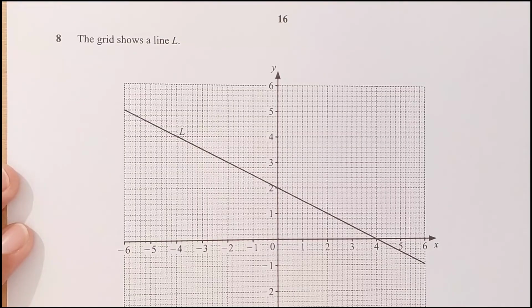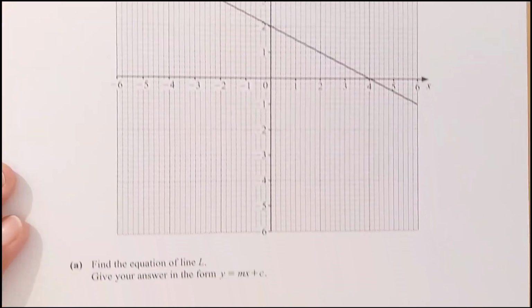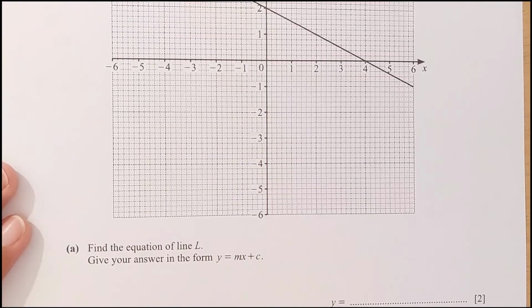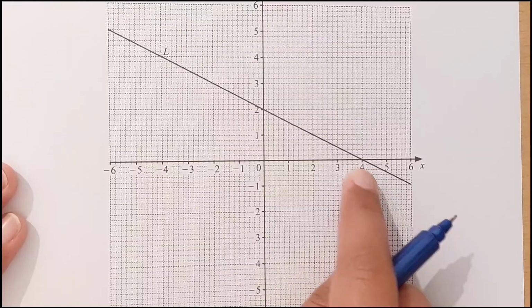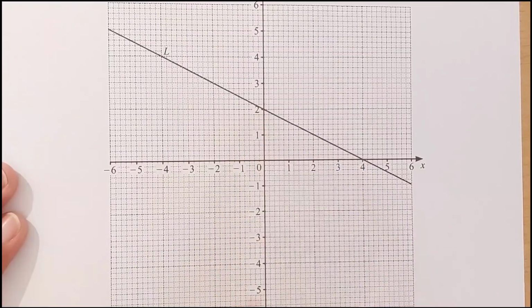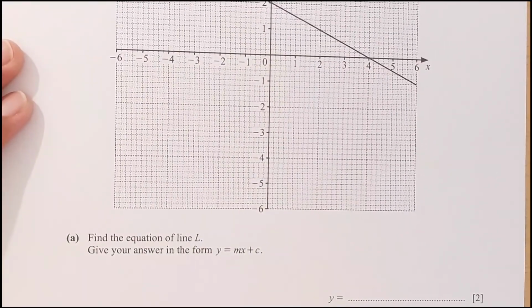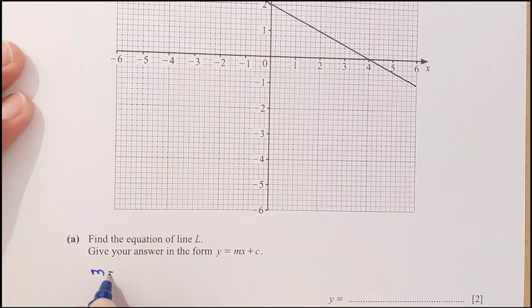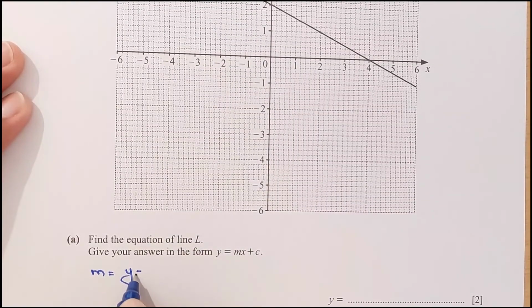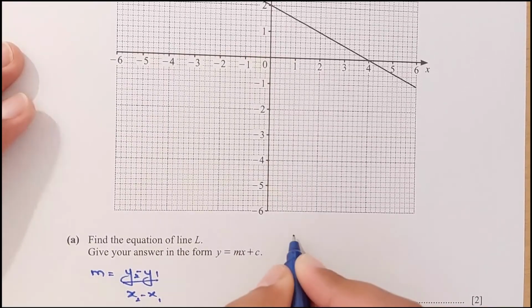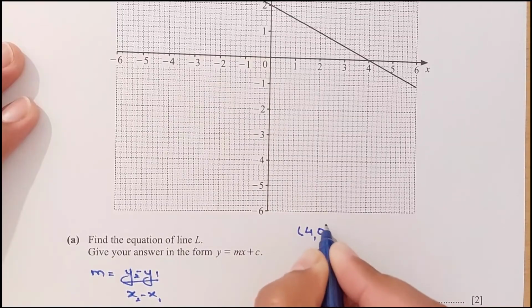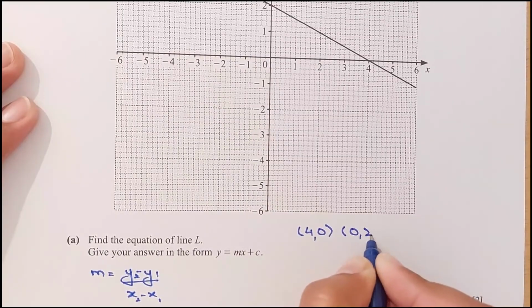Question number 8, the grid shows a line L. Part A, find the equation of line L. Give your answer in the form y equals mx plus c. So we have the 2 points, the x-intercept and the y-intercept, 4 and 2. So we can find the slope, right? First, let me find the slope. So m value is y2 minus y1 divided by x2 minus x1, and the points are the x-intercept is 4, 0, and the y-intercept is 0, 2, right?